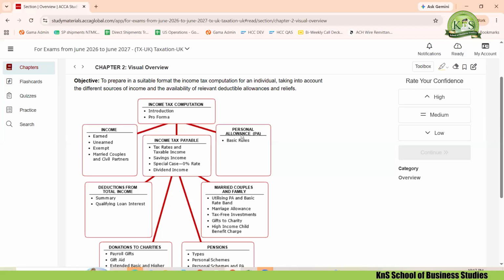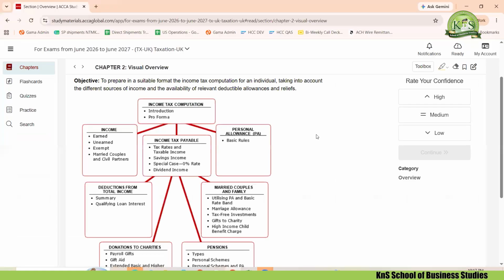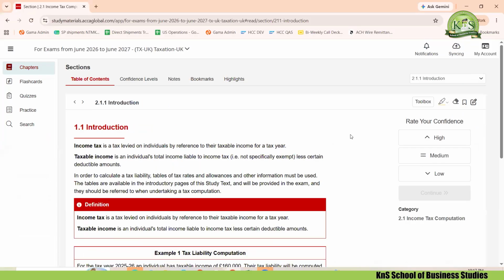There are allowances. Let me give you this in the proforma. Let's go to the proforma. I think I should explain the proforma at first. Now this is the thing which I need to show you guys.